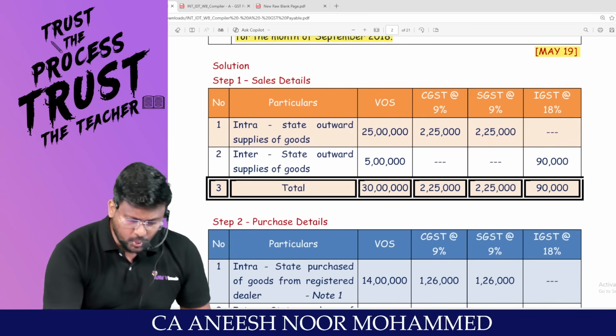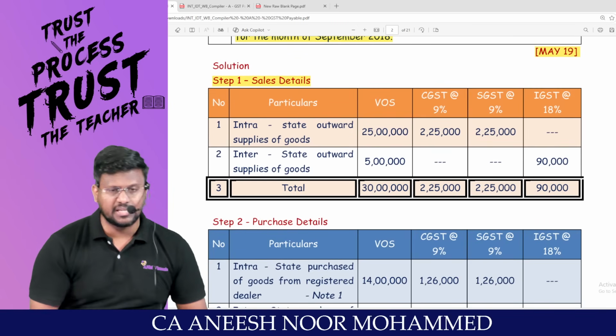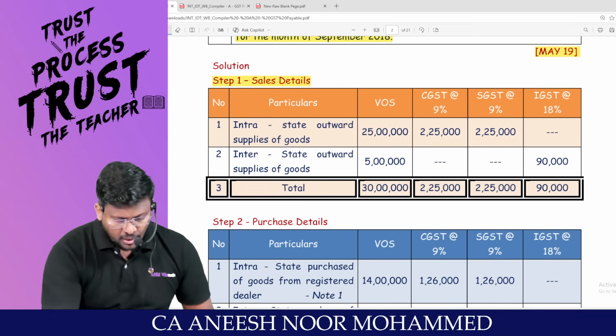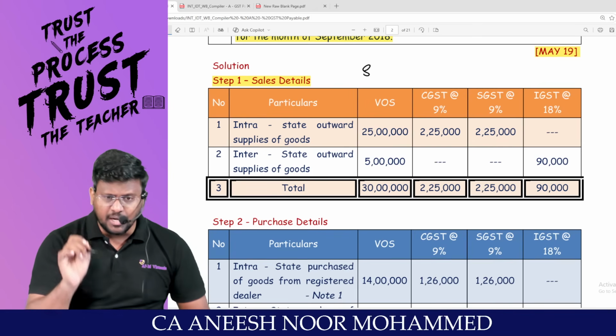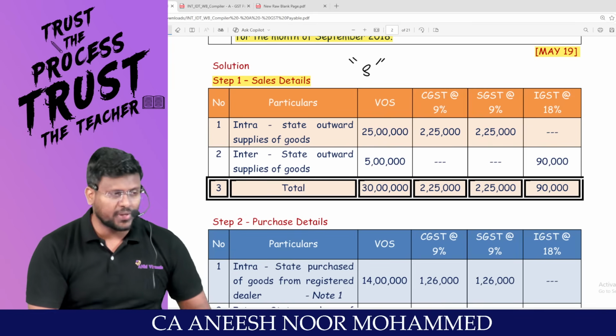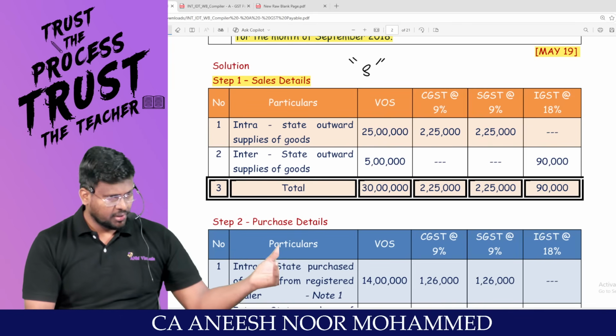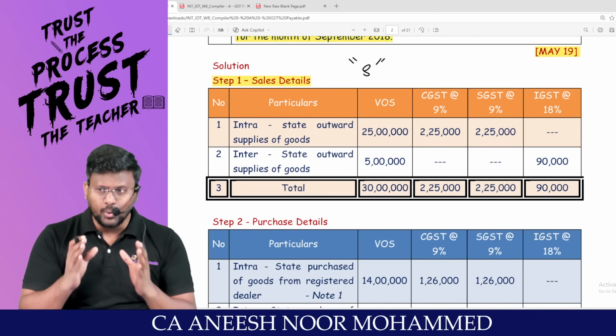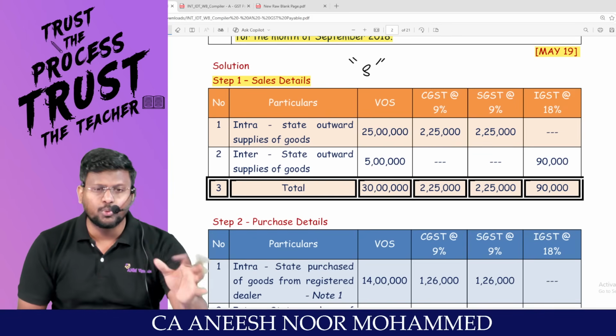My dear lovable students, step number 1 is your sales details. As a registered person, when you make sales, you are supposed to collect output tax. By doing this step number 1, you will be getting output tax collected.